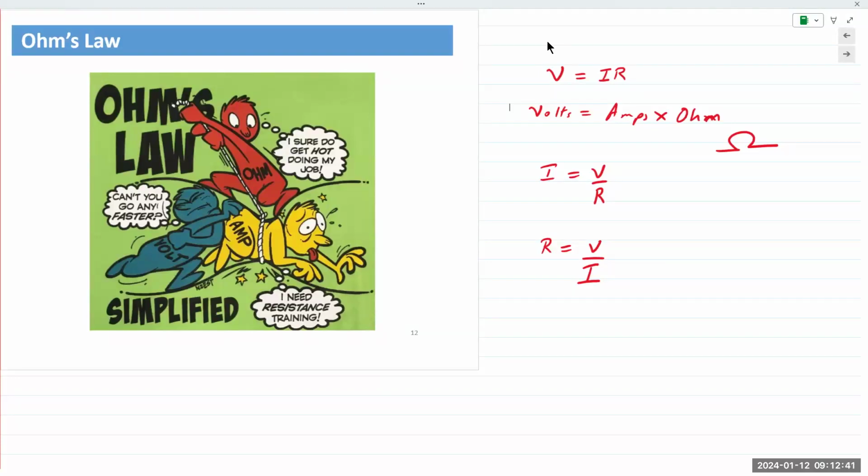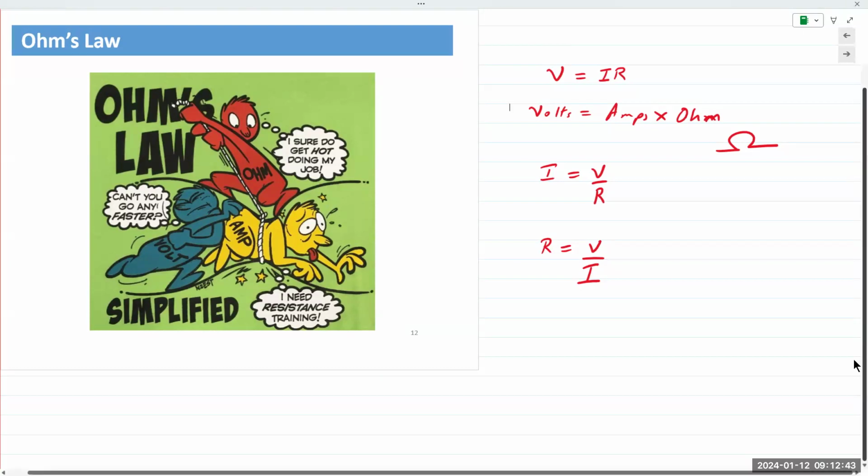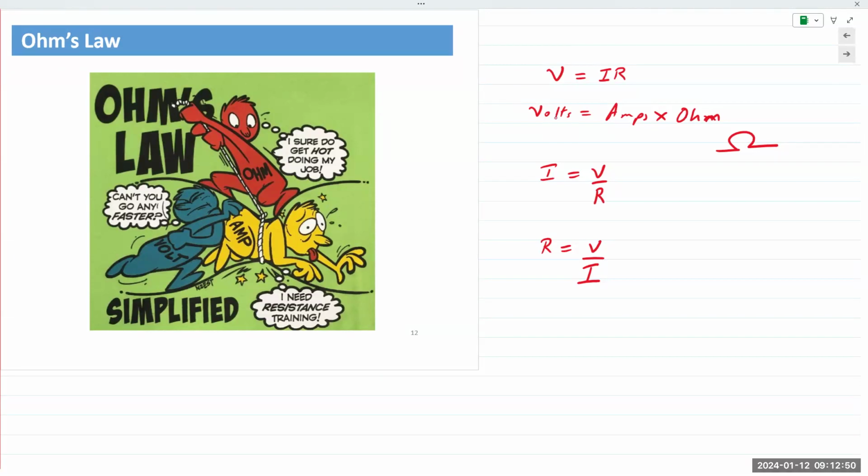Voltage is equal to the product of the current that flows through a resistance. V equals IR. In units, volts is equal to amps times ohms. From this equation, we can rearrange the terms and determine current if you are given the voltage and the resistance, or we can determine resistance if we have the voltage and the current, right? Any questions before I go further? Okay.